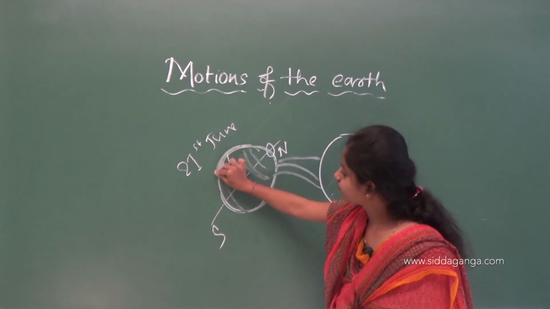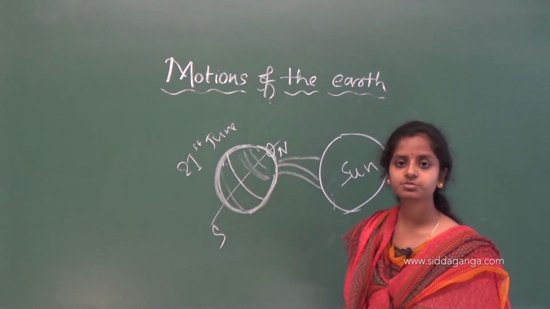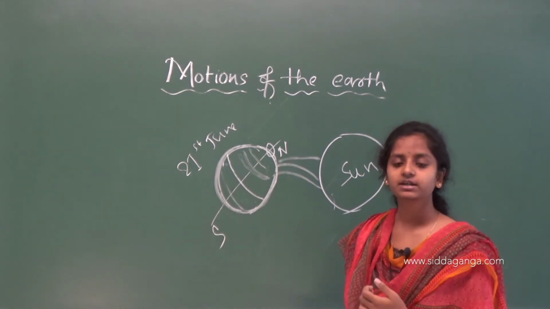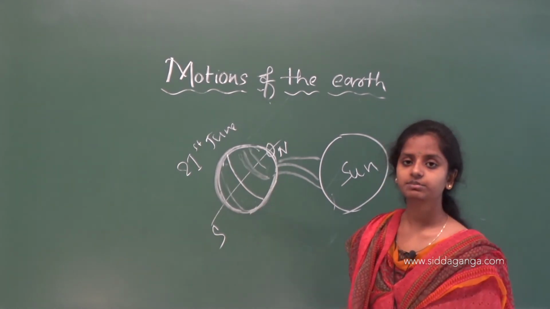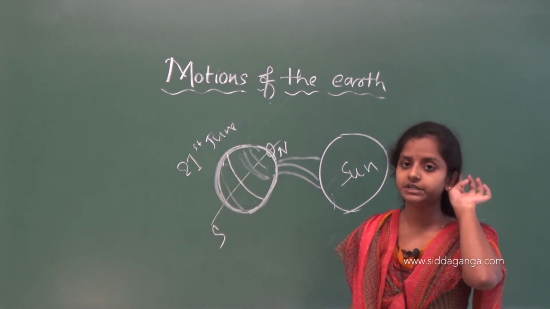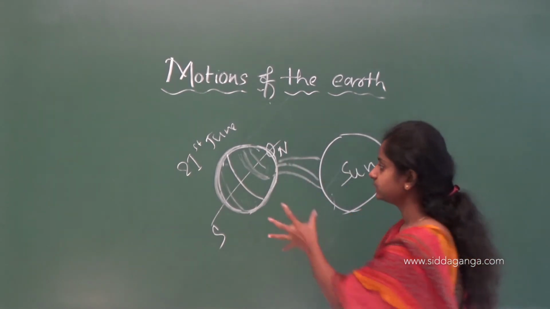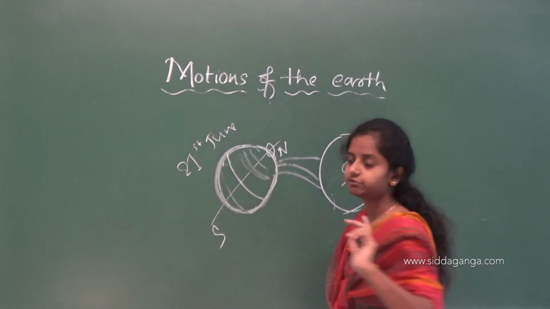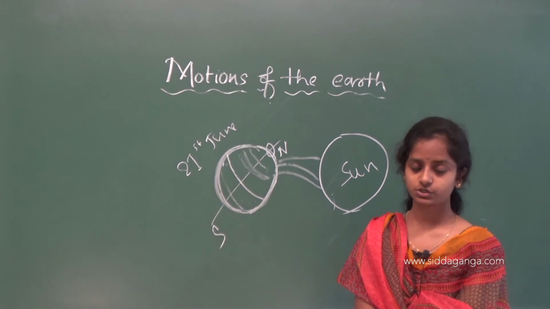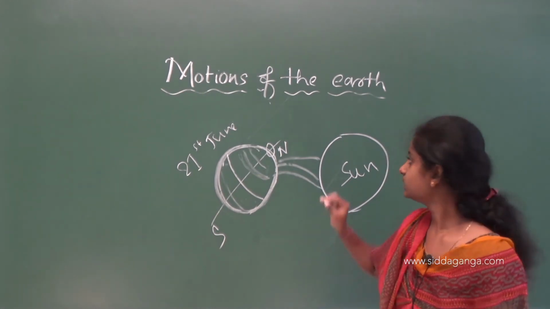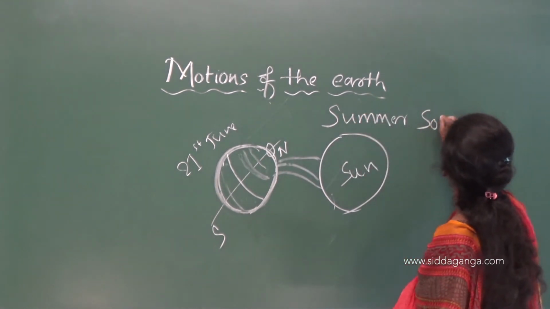So the earth in this position on the 21st June, in the northern hemisphere, experiences extreme heat, but in the southern hemisphere it experiences extreme cold, that is winter. So here it is longest nights, but here longest days. This position of earth on 21st June, we call the summer solstice.